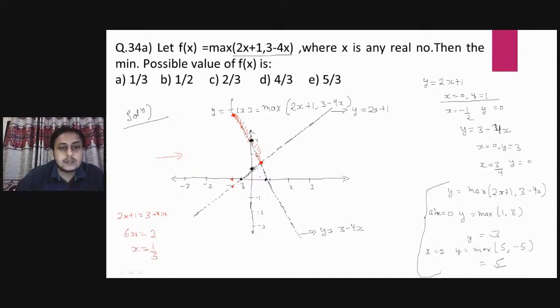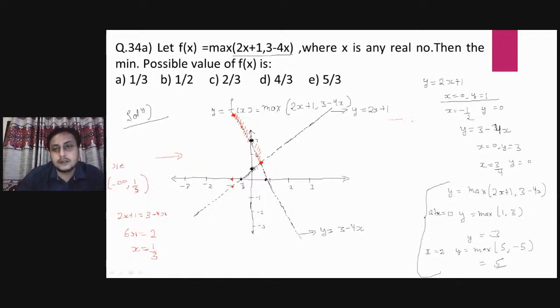So guys, at x equals 1 by 3, these two equations give you the same value, right? Because we got it by equating both. So now, when x belongs to minus infinity to 1 by 3, which equation gives you the maximum value?